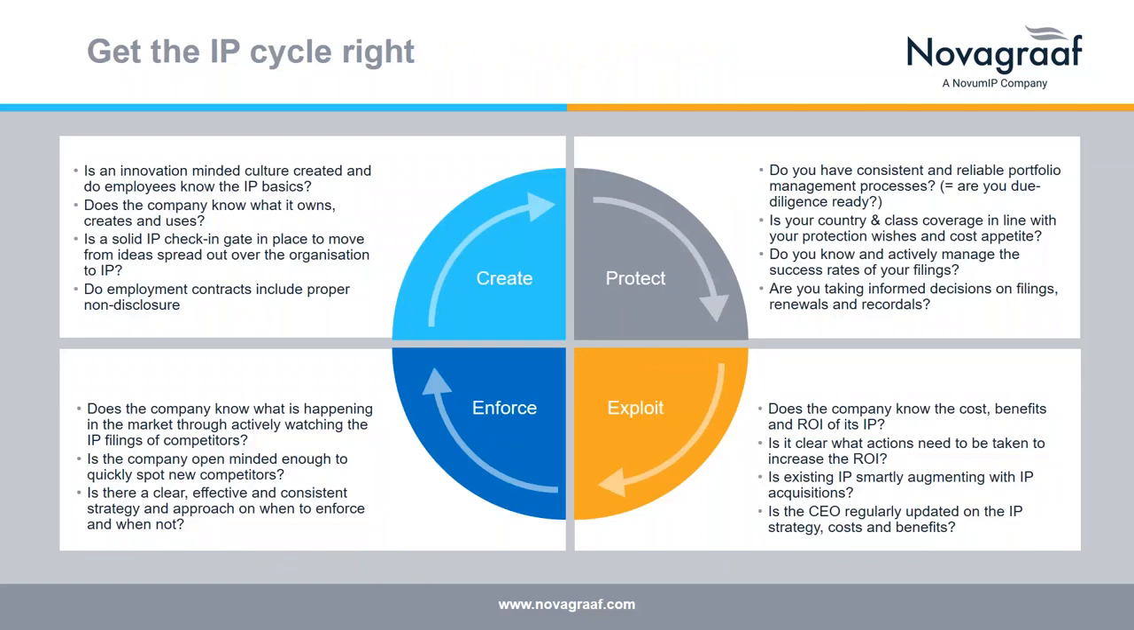Also in the IP circle that we've seen in another form earlier in the presentation, there are many questions to be answered. Now, if we lift out the exploitation part, does the company know the costs, benefits, but also the return on investment of its IP? And is it clear what actions need to be taken to increase that return on investment? And of course, is the board regularly updated on the IP strategy costs and benefits?